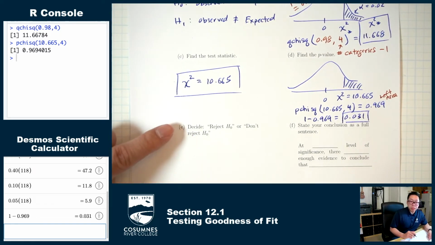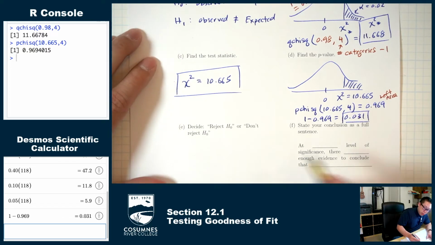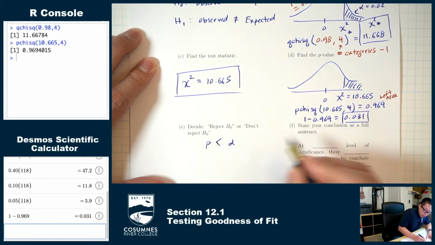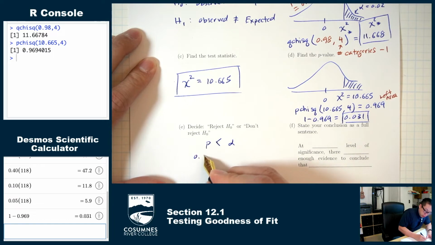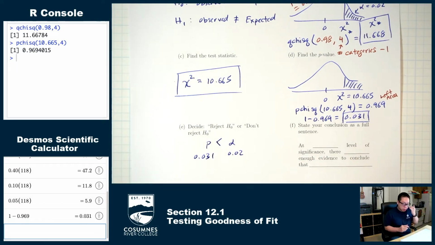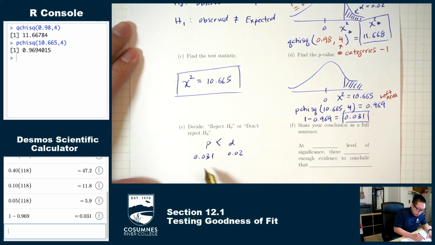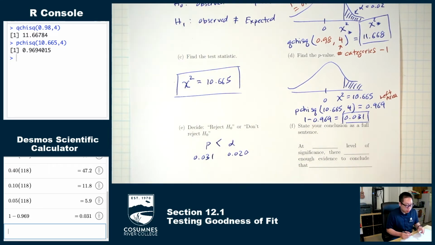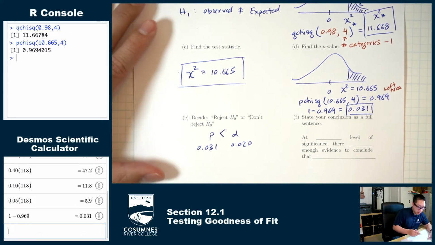Part E, reject or don't reject the null. Look at your p-value and compare it to your alpha. Our p-value is 0.031. Our alpha is 0.02. Okay, if you need to, add some zeros so that they both have the same number of decimal places. This one has 3, this one has 2. Let me add on a 0. You're really comparing 31 versus 20. So it's not less. If it's not less, you don't reject.